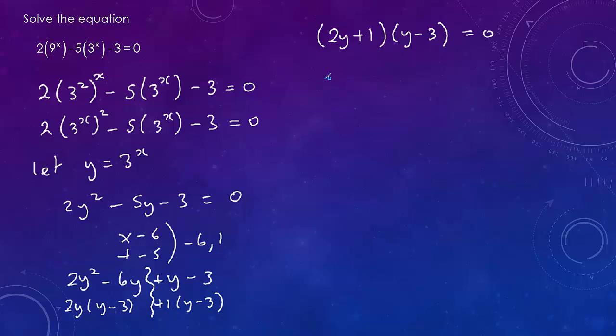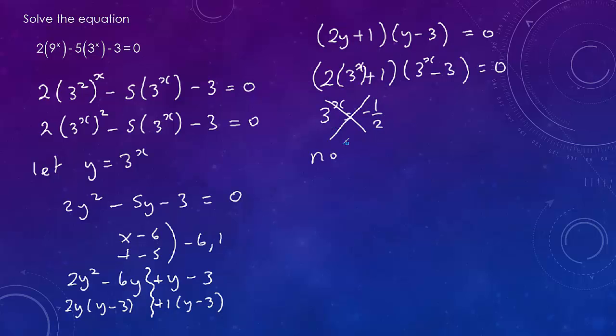And so that's going to give us 2 lots of 3 to the x plus 1, and 3 to the x minus 3 is equal to 0. This first one would give us 3 to the x is equal to -1/2. And that is not possible. As we're about to investigate, 3 to the power x will always be positive. There's no value of x here that would give you a negative value. So it's not possible for 3 to the x to be -1/2.